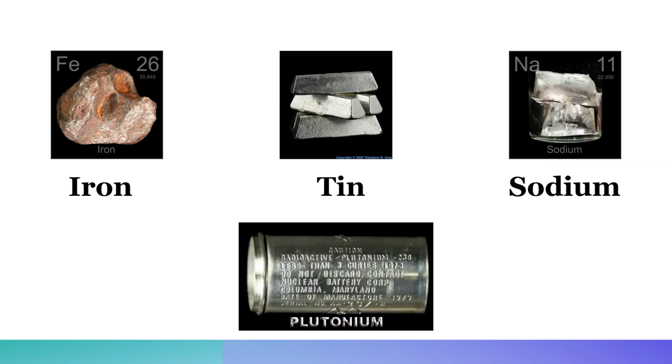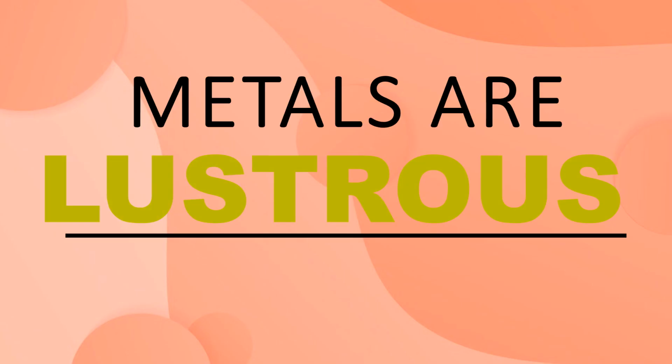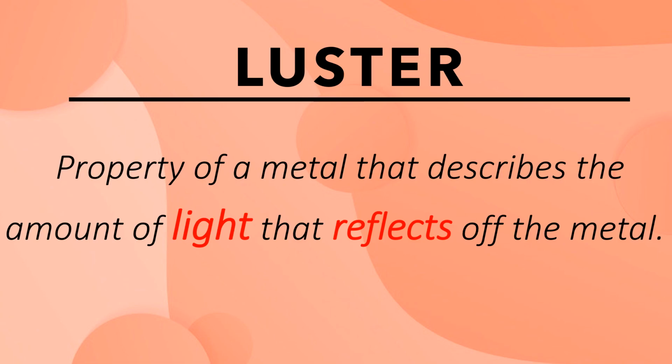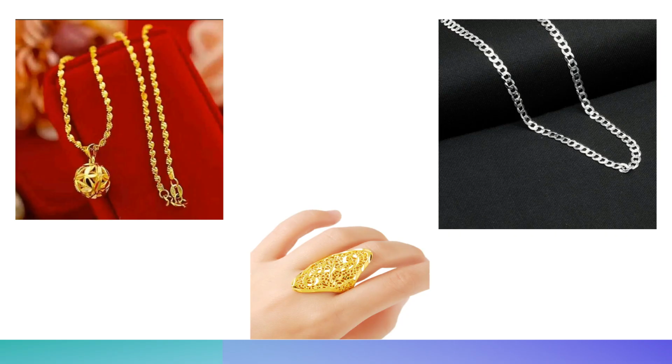Metals exhibit the following properties. Metals are lustrous. Luster is a property of metal that describes the amount of light that reflects off the metal. This means they are shiny. They can reflect light, which makes them shine. Think of shiny gold or silver jewelry of your mom or dad.